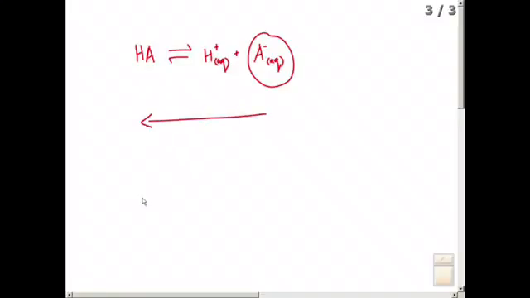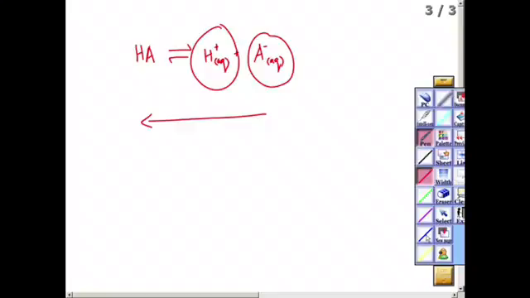And if it shifts towards the reactants, look at what's happening to your H+ concentration. Right? If you are removing some of your products to get rid of this, that means your hydrogen ion concentration is going to drop. It's going to lower with the addition of this. Okay? So this should pretty much make sense.